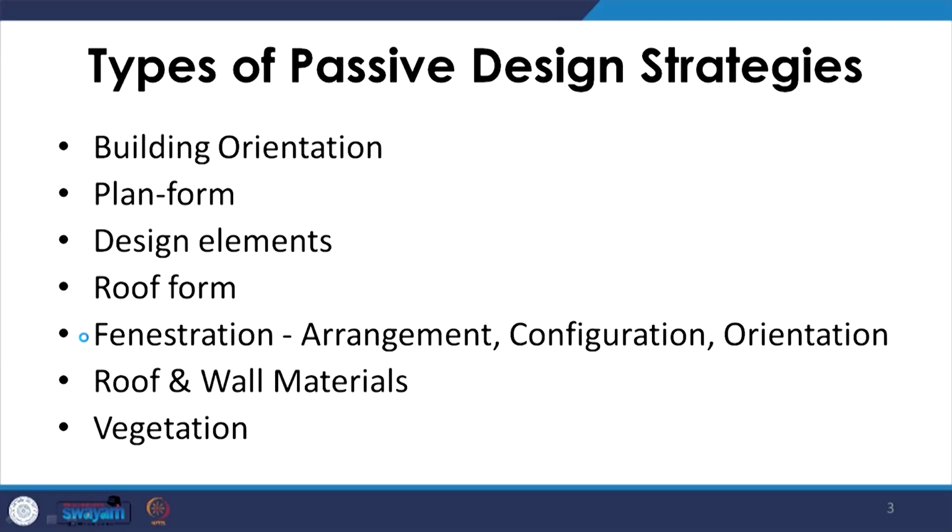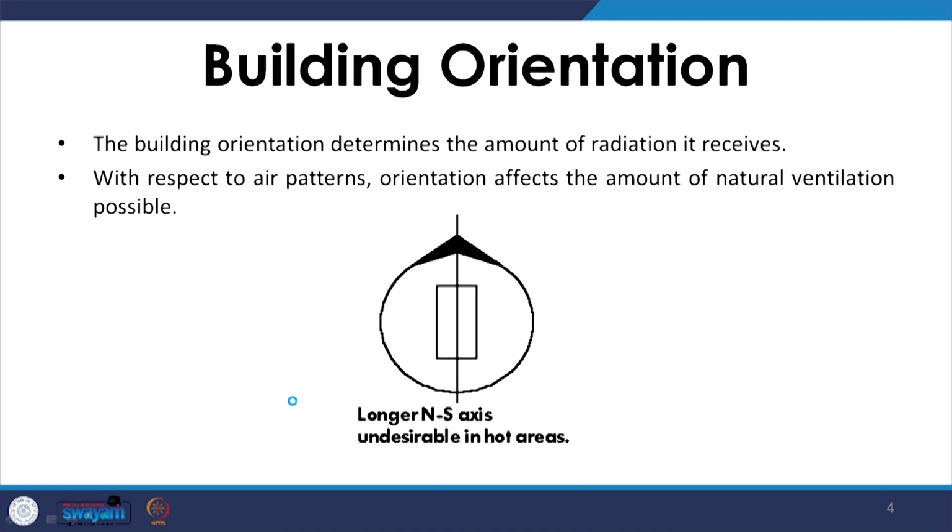Today, before I move on to use another tool, we would very quickly understand the design strategies which were suggested through Mahoney's table. So, let us quickly look at those passive design strategies which are proposed in Mahoney's table, and go over each of them one by one. The strategies we are looking at are building orientation, plan form, design elements, roof form, fenestration, where we are talking about arrangement, configuration and orientation, roof and wall materials, and vegetation.